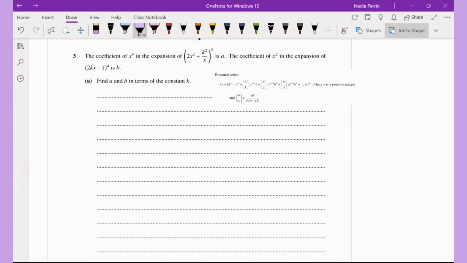Right, looking at question 3. So they're asking us for the coefficient of x4. So just reminding you, the coefficient is the number in front of the term. So the number in front of x to the power 4. The coefficient of x4 in the expansion is a, and the coefficient of x squared in the expansion is b. And they want us to find a and b. And of course, there is going to be a second part to this question because this is part A.